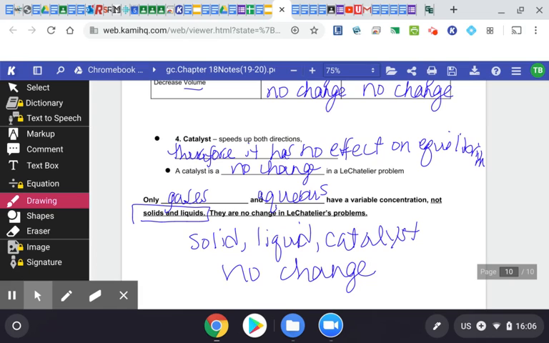Now, next week, we're going to do a Le Chatelier's class worksheet together, and we'll see examples of those types of problems together. And we'll do that before I assign you the homework. And that is it for Chapter 18 notes.